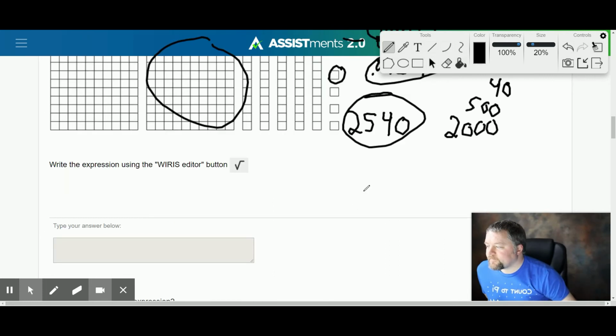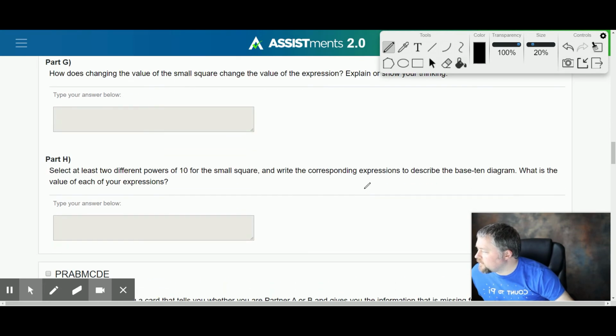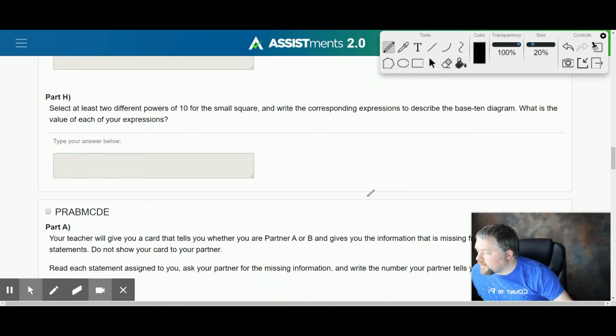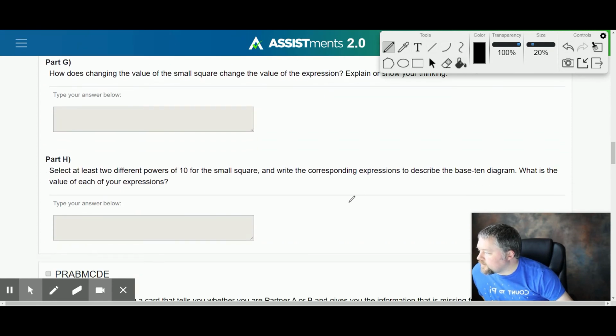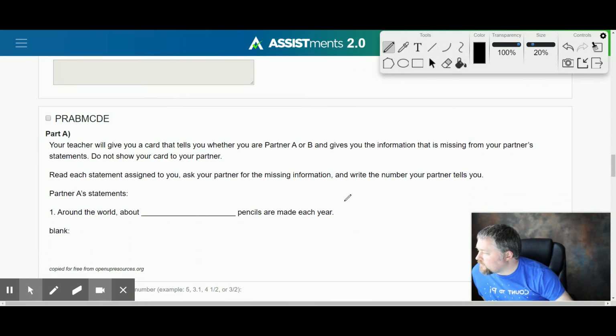It says select at least 2. I did 1. You're on your own to figure out another one.